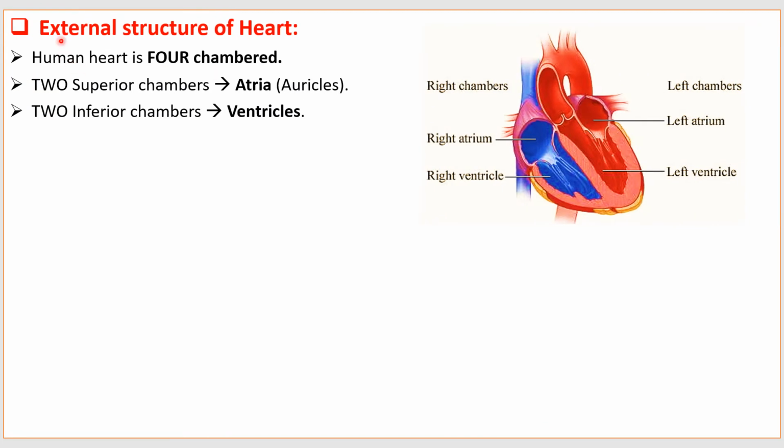Now we'll see the external structure of the heart. We know the human heart is four-chambered. The two superior chambers are called atria, also called auricles. So these are the two auricles. This is the left atrium and this is the right atrium. The atria are receiving chambers and the ventricles are pumping chambers.